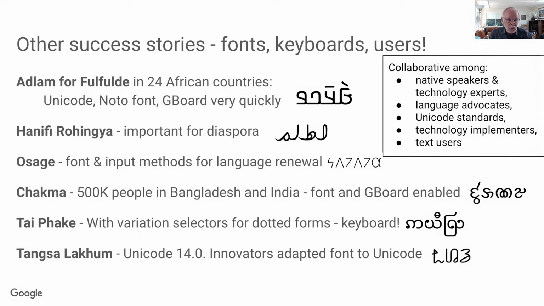The Chakma people, 500,000 of them in Bangladesh and India, use the font and are currently using mobile devices. The Tai Pake group, a fairly small community, now uses more advanced technology of variation selectors to produce characters the way they like to see them with the dots. And most recently, the Tangsa Lakhum script is being added to Unicode 14, and innovators have already adapted the font to Unicode.